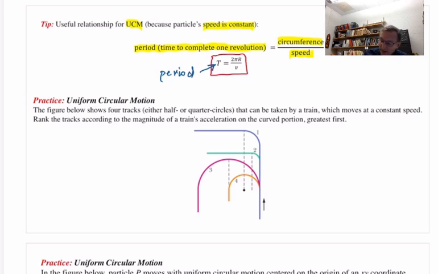Now the train is moving around these tracks at a constant speed. And it's the same constant speed no matter what track the train is on. We are to rank, another ranking exercise, the tracks according to the magnitude of the train's acceleration on the curved portion, greatest first. Okay, so there's track 1, track 2, track 3, and track 4. We are to rank the acceleration magnitudes, biggest down to smallest. Okay, so I want you to pause the video and think about that for yourself for a minute, and then come back and we'll talk about it.